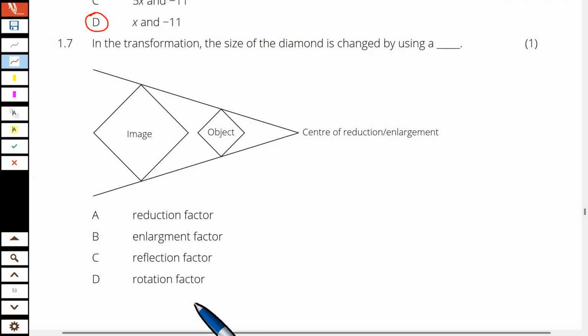A reduction factor. That is 1.7. Right, so obviously here you're looking at this and this is actually the center of enlargement or reduction. So you're correct in 1.7 to say it is the reduction factor. It is the reduction factor because in the transformation, the size of the diamond is changed by a reduction factor. That's correct.